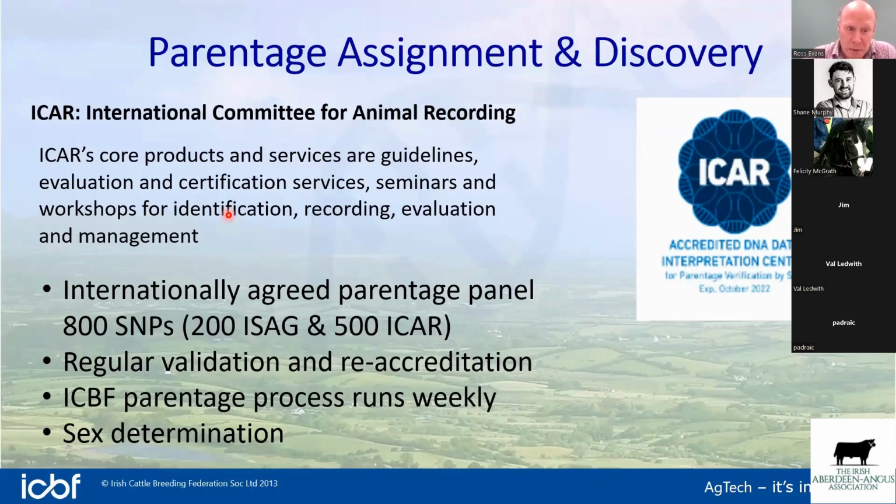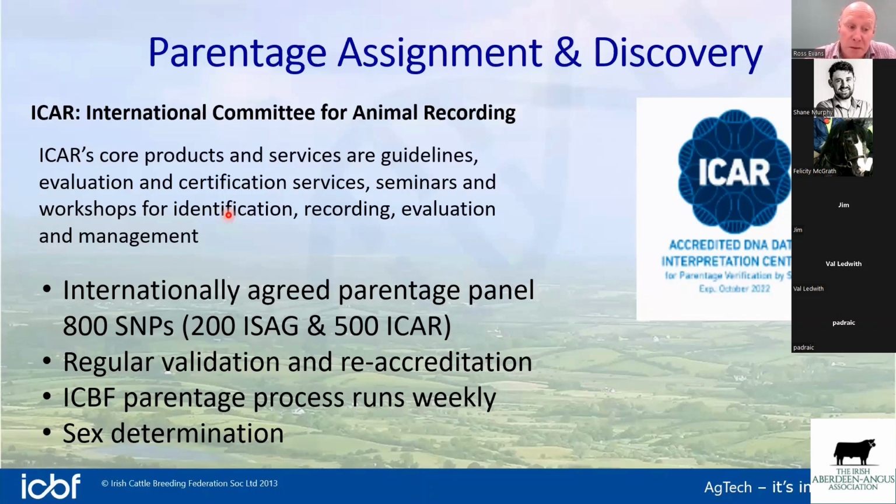Okay, so there's regular validation and reaccreditation, and you can see on the right hand side there, this is ICBF's current accreditation logo. So you can see there it's due to expire in October 2022, at which point we'll have done tests and we'll get our license for that service for the next couple of years again. Okay, so it continually evolves. If some SNPs are underperforming, they tend to be moved out and some new ones brought in, but by and large that's quite a stable parentage panel at this stage.